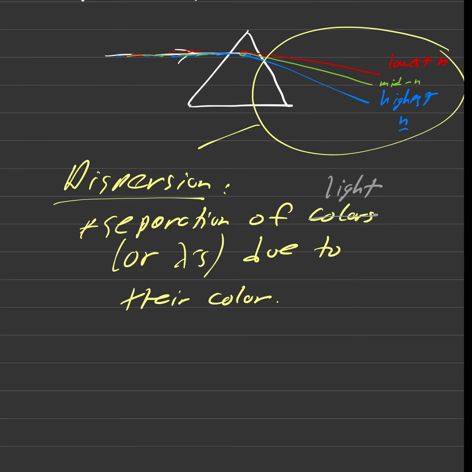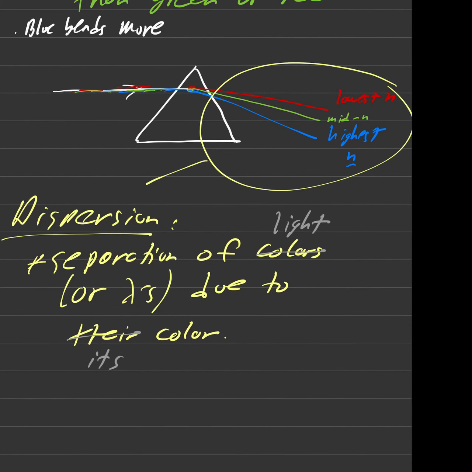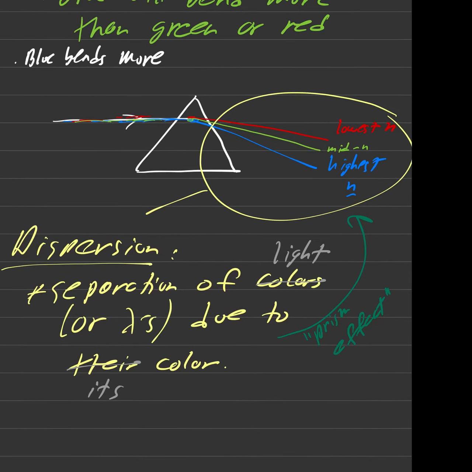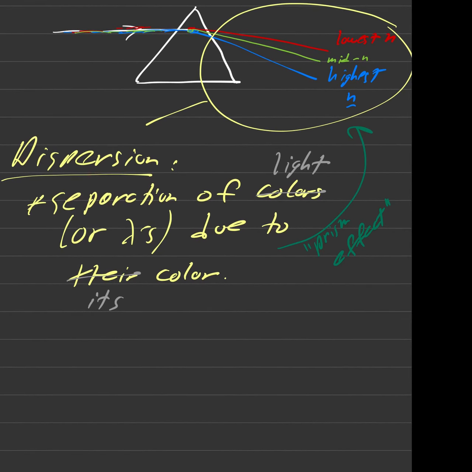And I'll modify it even more now. Instead of saying their, maybe I'll say its. So that's what dispersion is. It's separation of light due to its color. And the separation is exactly what you see in this diagram up here, which you can think about as the prism effect. I'll call it the prism effect because I think most people are familiar with this picture of white light going into a prism and seeing the rainbow up there, but it's not really called the prism effect. When you see this separation of light according to its color, that's what dispersion is: separation of light due to its color.